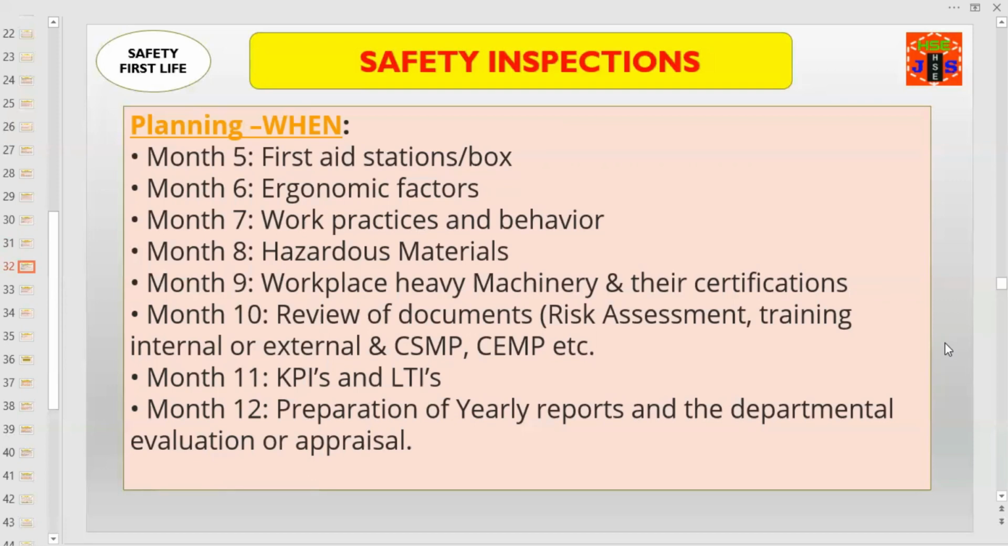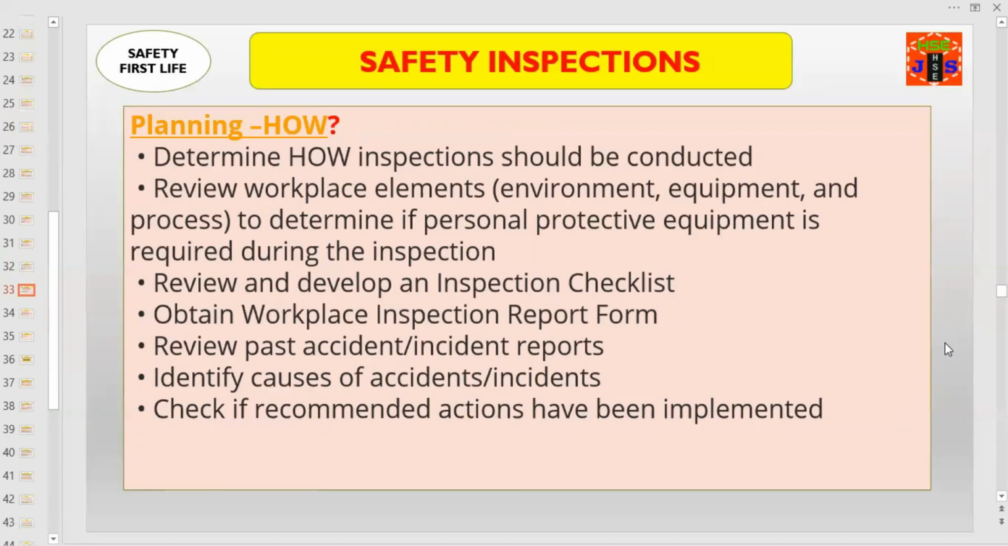You have to schedule your site safety inspection program as per the nature of your project, nature of activities, nature of hazards, and the category of risk. We have discussed where to do, what to do, when to do, and who will do.